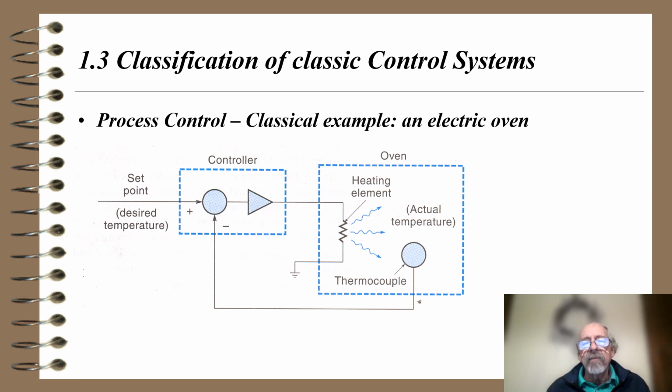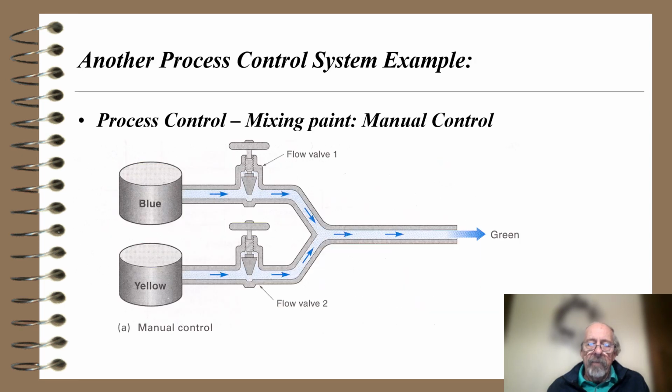Now, classifications of classic control systems. Process control: a classical example of this is an electric oven. You have a set point, a desired temperature like high or medium. You have a heating element in the back of the oven chamber, say for an electric oven or gas oven. There's a thermocouple that measures the actual temperature. You feed that back and compare it versus the set point, and you turn the heating element off or on, or lower or higher, depending on whether the temperature is correct or not.